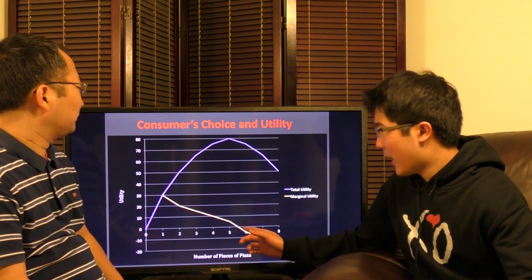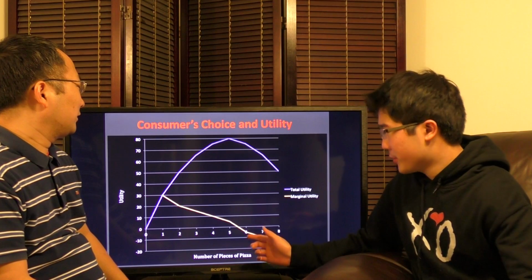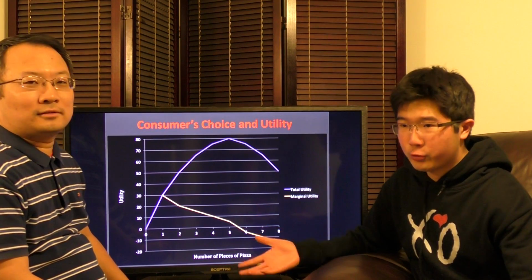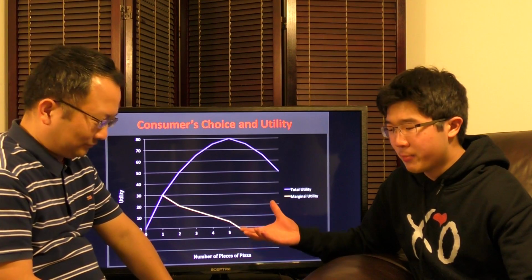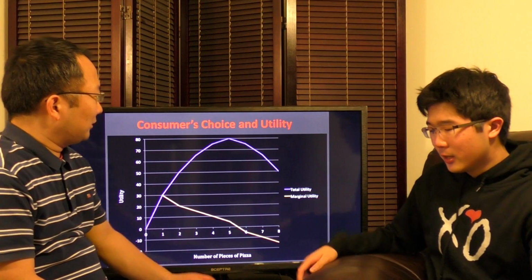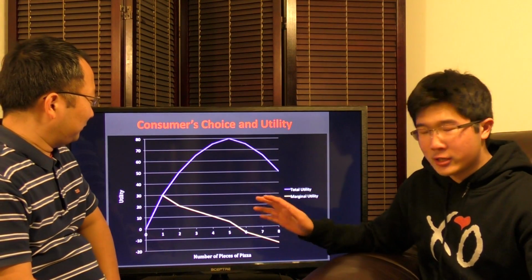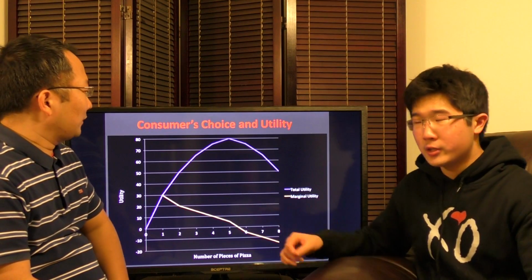And then the 6th pizza actually decreases your overall utility, which means marginal utility is negative, which means that even the 6th pizza is too much for you. You're probably too full, or too sick of it, and you're not benefiting from it. You're actually getting worse off by purchasing and consuming that 6th pizza. So as you increase the number of pizzas purchased, your marginal utility decreases.